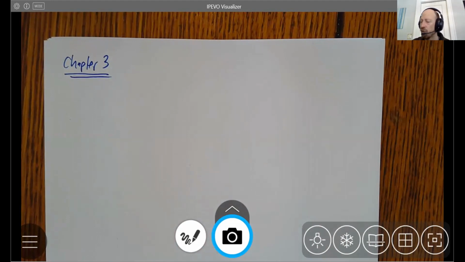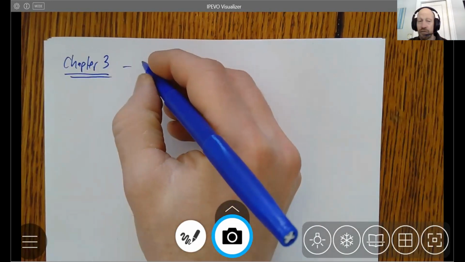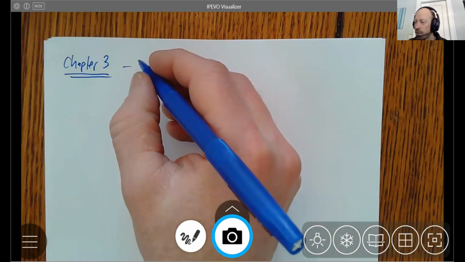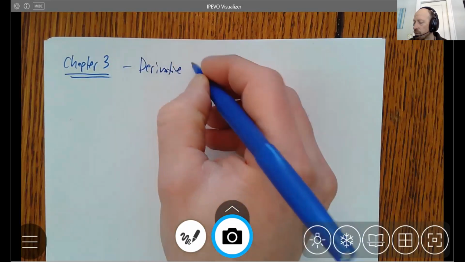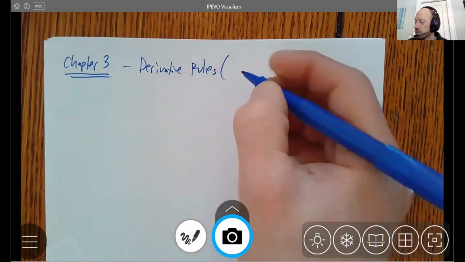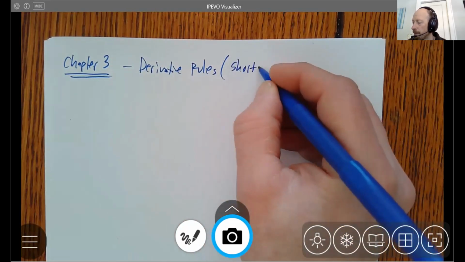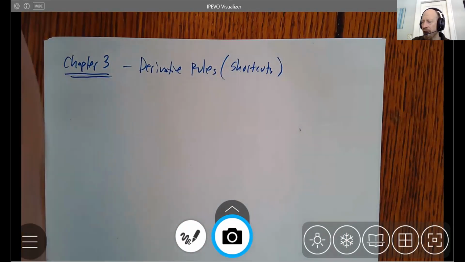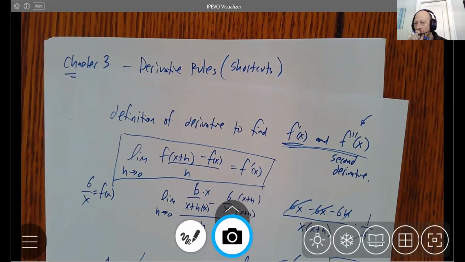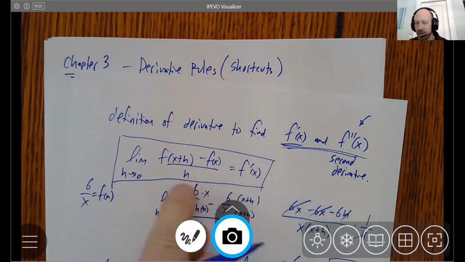What we're really trying to do here is find derivatives of other types of functions. So I think of this as derivative rules, which are really shortcuts, okay? And the problem is, right now we have this definition of the derivative, which I could write again, but we just had it, right? Here's our definition of the derivative.